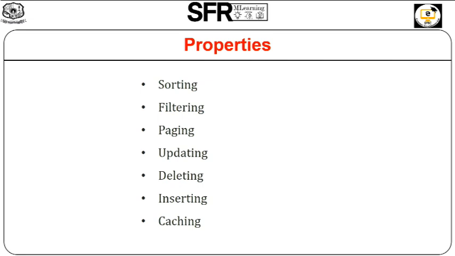The last one is the caching property. Set the DataSourceMode property to the DataSet value and the EnableCaching property to true, and set the CacheDuration and CacheExpirationPolicy properties according to the caching behavior you want for your cached data.